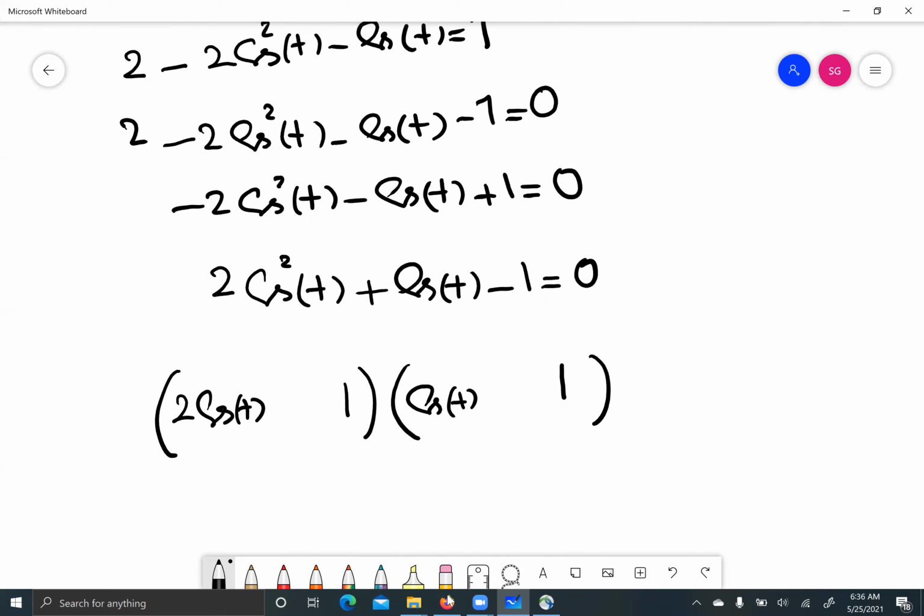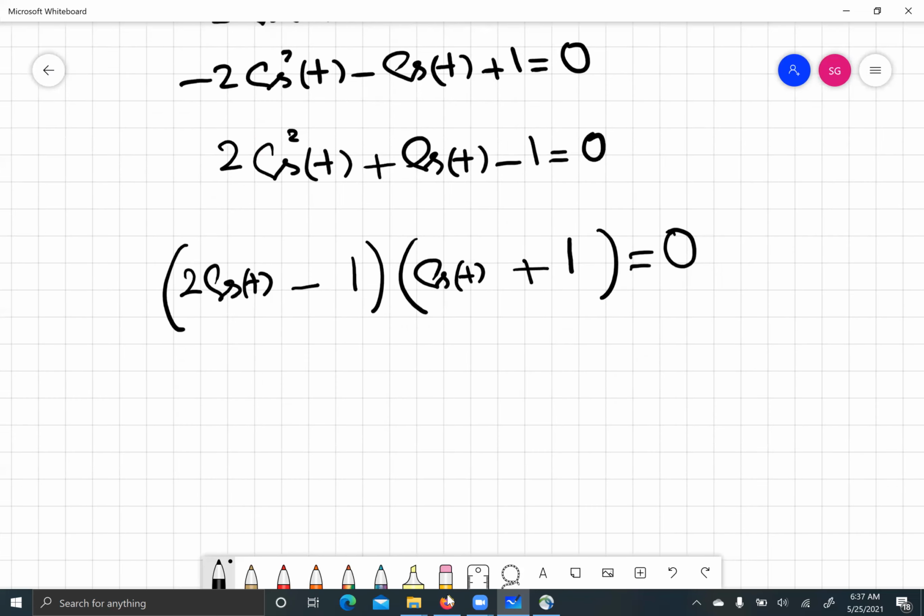And then this times this gives me 2 cosine squared, 2 cosine. This must be positive, this must be negative, because 2 minus 1 gives me positive. Yes, I think this is the way to factor this.